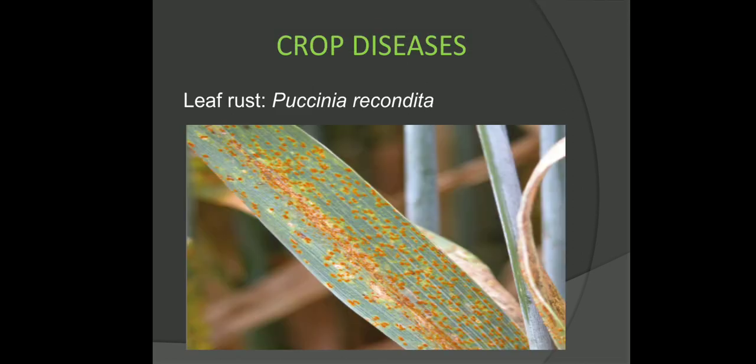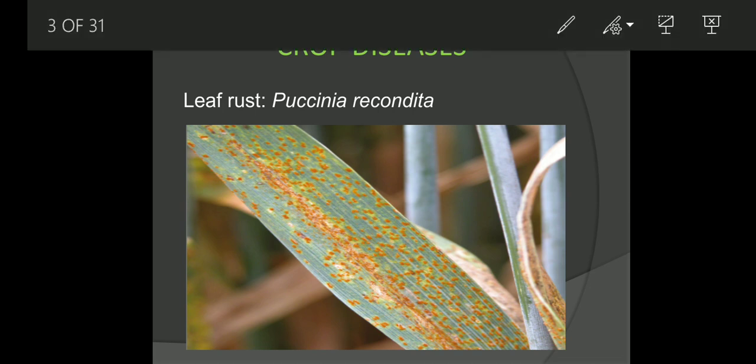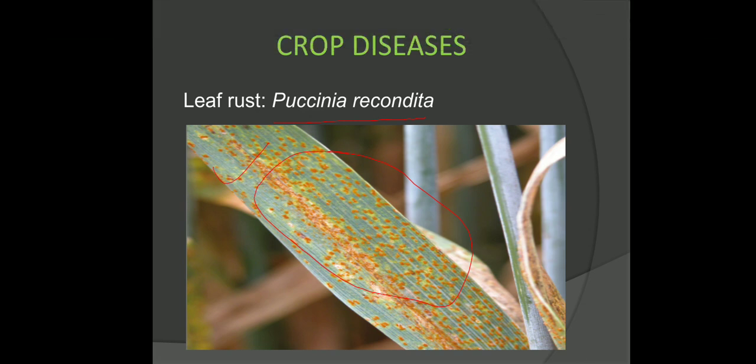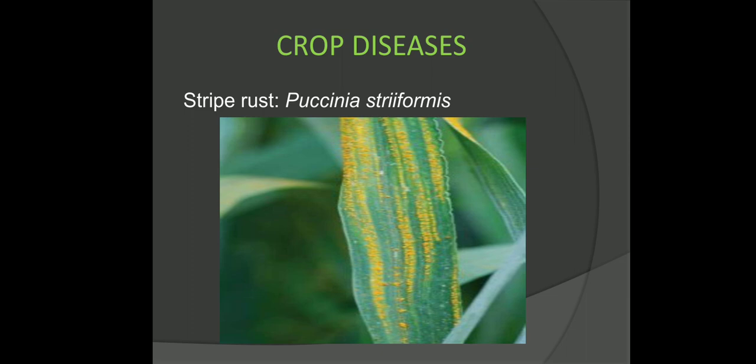Next, we have leaf rust. Leaf rust is caused by Puccinia recondita. Now, Puccinia recondita is also a fungus from the species of Puccinia only, and this affects the leaf portion. That is, they affect the leaf, and the presence of yellow-orange spots in the leaves is the major symptom in this.